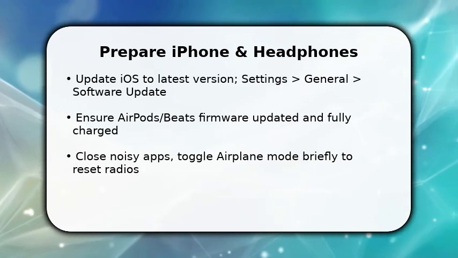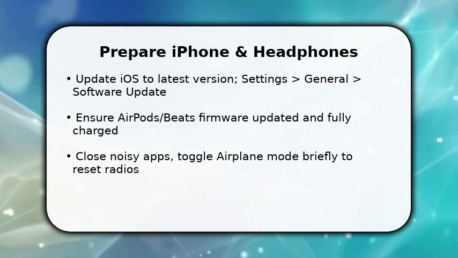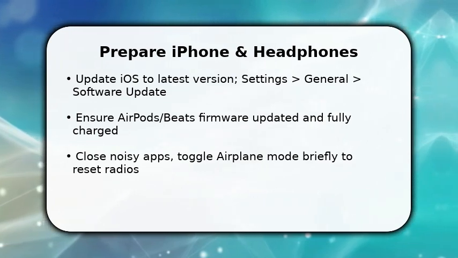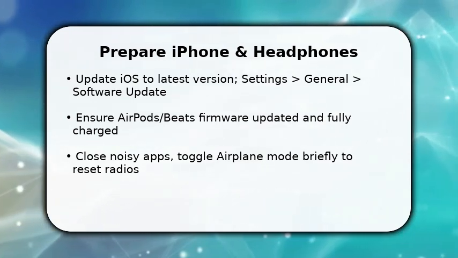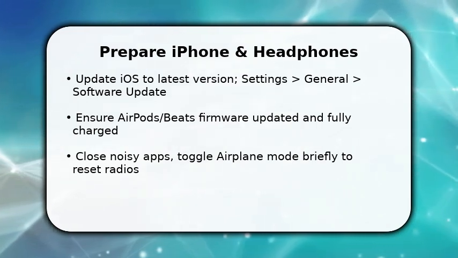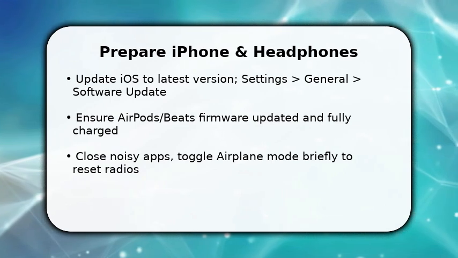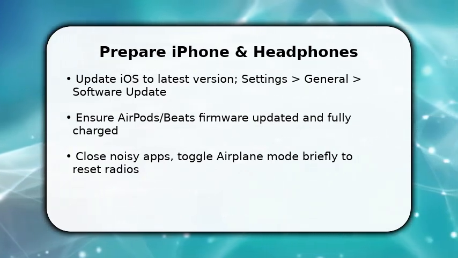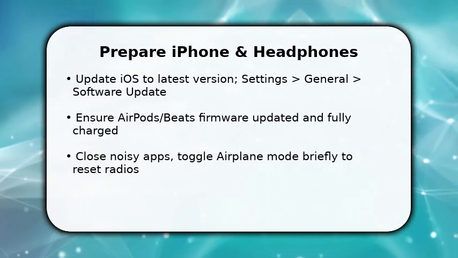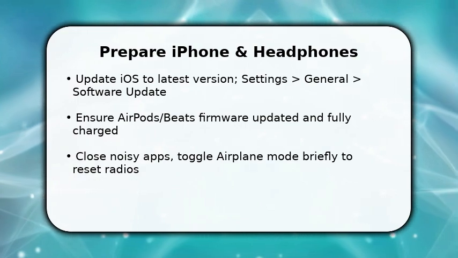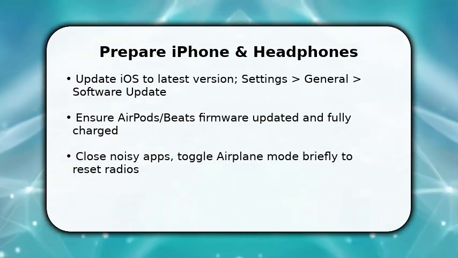You start active noise cancellation maintenance by updating iOS and your headphones firmware so both sides speak the same language. Once done, charge devices fully and toggle Bluetooth off then on to re-establish clean pairing. Make sure to close background audio or podcast apps that interfere with microphone sampling and briefly toggle airplane mode to reset radios. This reduces transient noise issues before you move into deeper settings and diagnostics.